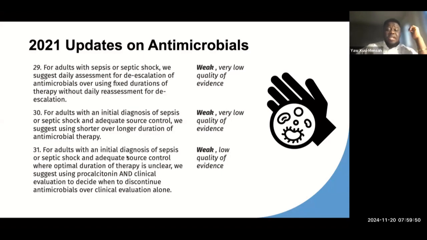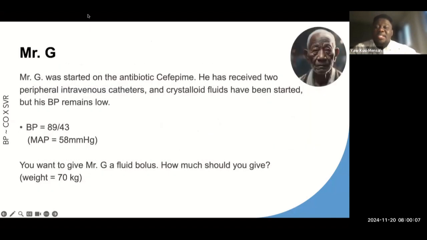And finally, for adults with sepsis or septic shock, when you have adequate source control, where the optimal duration of therapy is unclear, we suggest procalcitonin. So PCT again has come up, and you need to know how to use PCT. Unfortunately, from my part of the world, PCT takes about a week and a half. So for me, PCT is not so helpful.